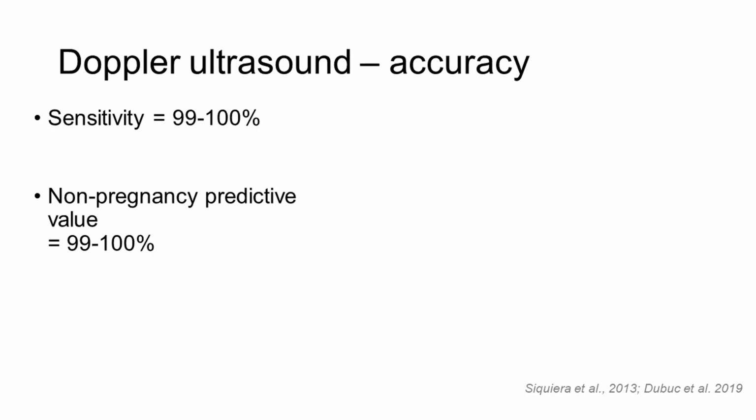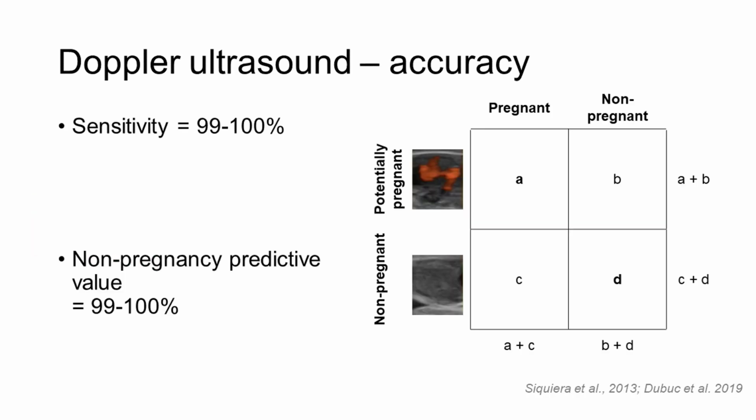The accuracy of the Doppler ultrasound to identify non-pregnant cows has been shown in 2 studies. These studies are available in the reference section of the course. In both studies, the sensitivity of the Doppler ultrasound to identify non-pregnant cows was 99 and 100%, as was its non-pregnancy predictive value. Let's review what sensitivity and predictive value are.